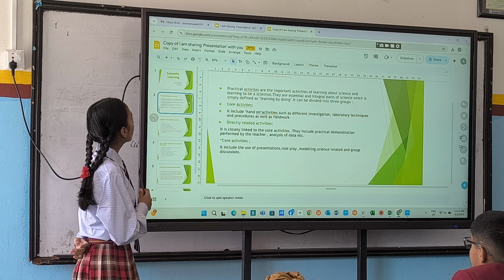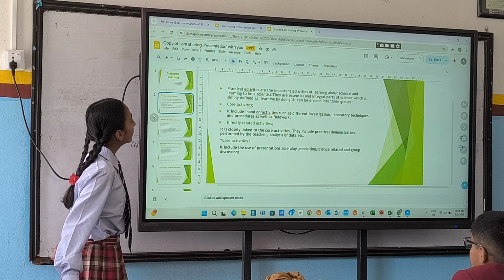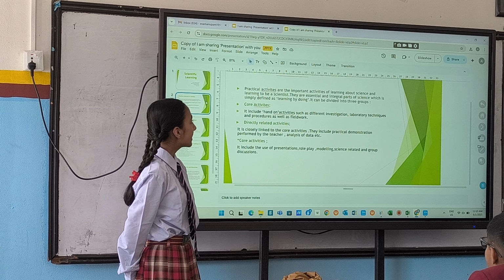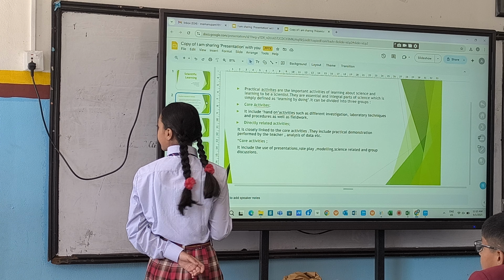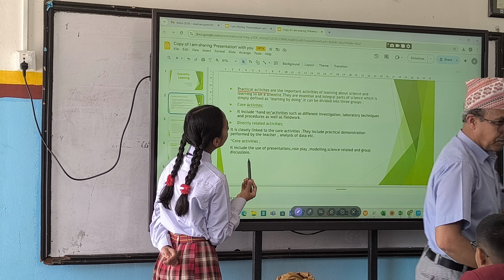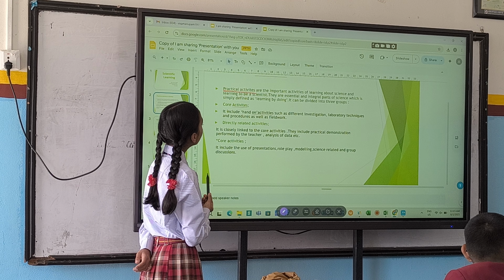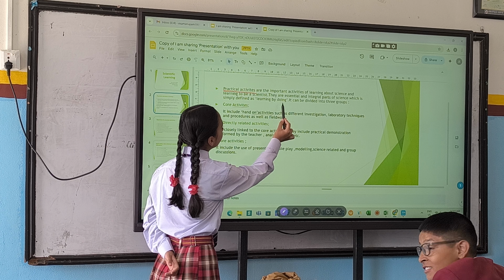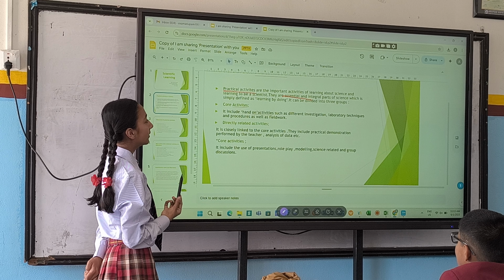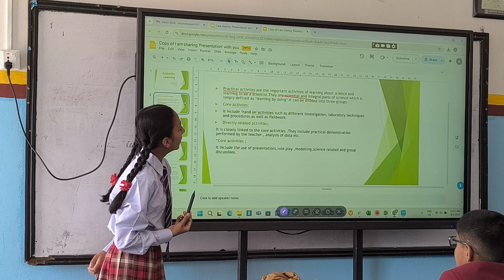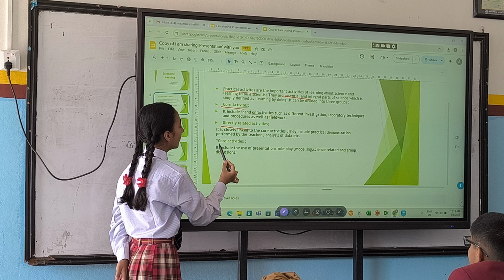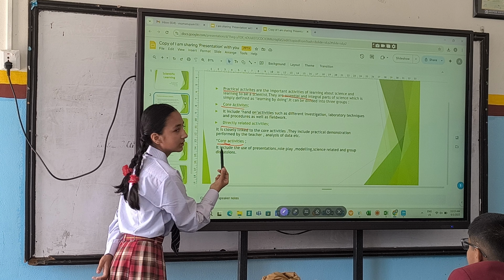Scientific learning. The first topic is practical activities in science. Practical activities are the important activities of learning about science and learning to be scientists. They are essential and integral parts of science, which is simply defined as learning by doing. It can be divided into three groups. They are core activities, directly related activities, and complementary activities.